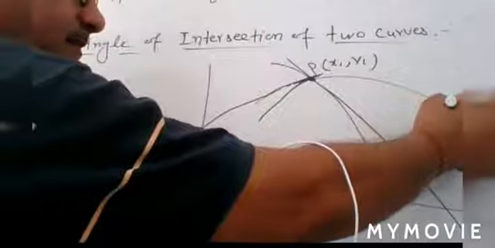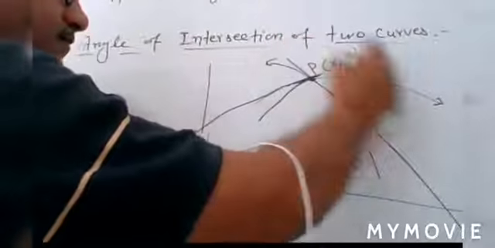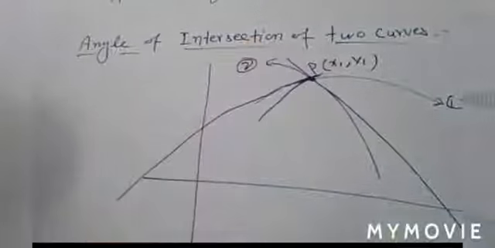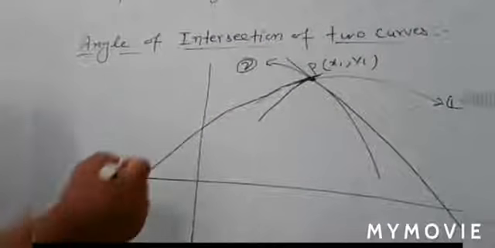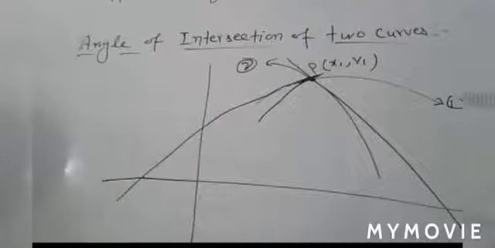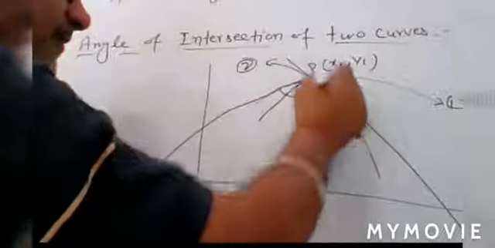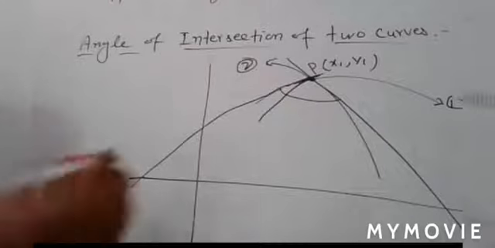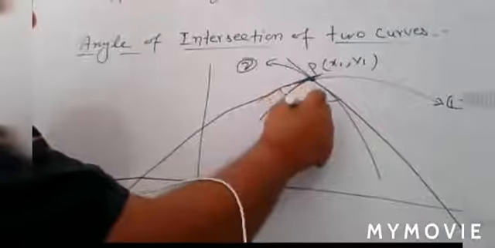Suppose here you have two curves, 1 and 2, and you draw the tangent at the point of intersection. The angle between these two tangents is known as the angle of intersection of two curves. Understand? Suppose the angle between them is theta.